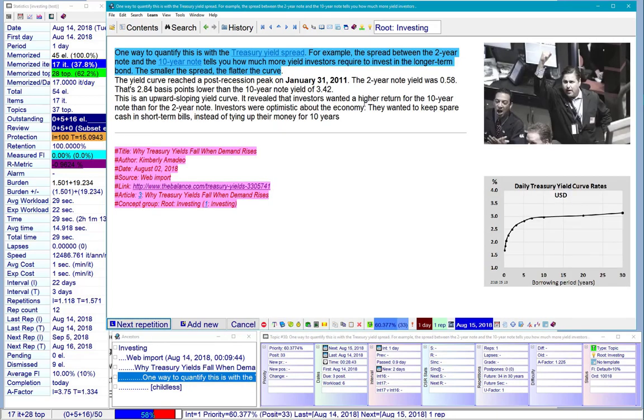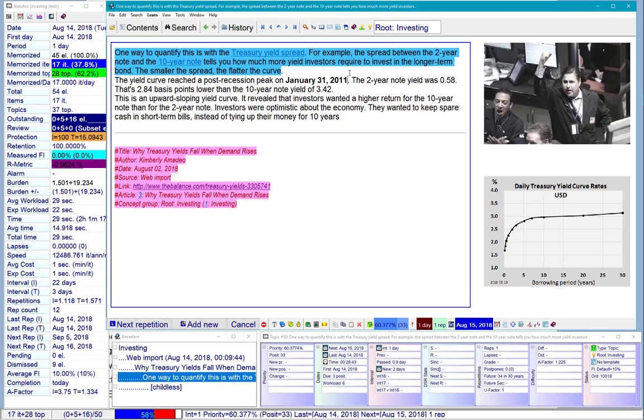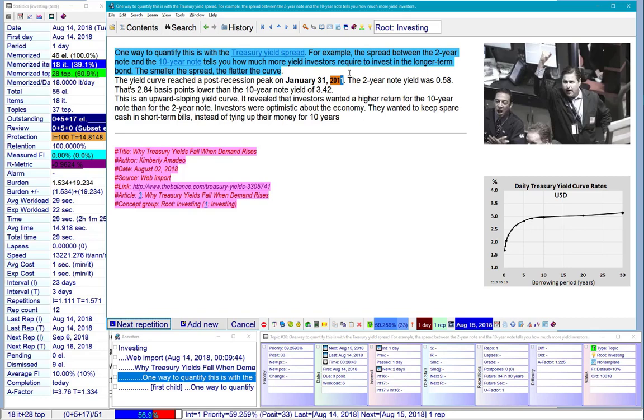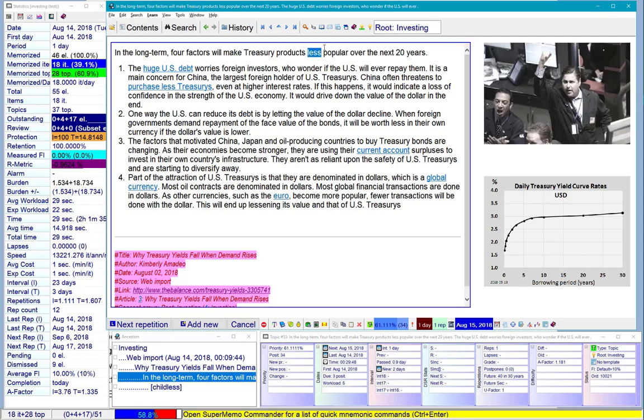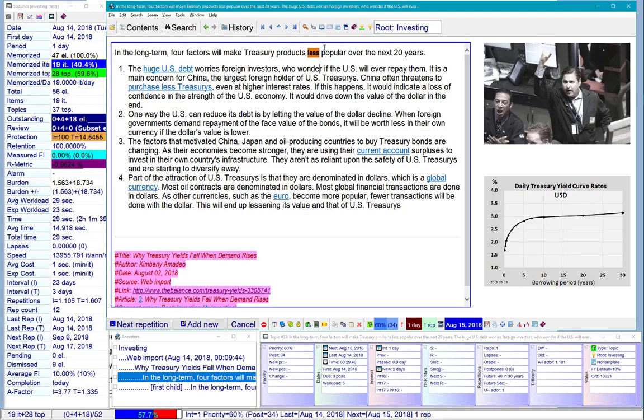Five elements left. The yield curve reached a possible peak position in January 2011. That's a date I would like to remember. That was a tricky one. In the long term, four factors will make treasury products less popular. That's an important prediction. The huge US debt, that's the first factor. The second, and we had the problem here. I remember, I couldn't figure out what the factor is.